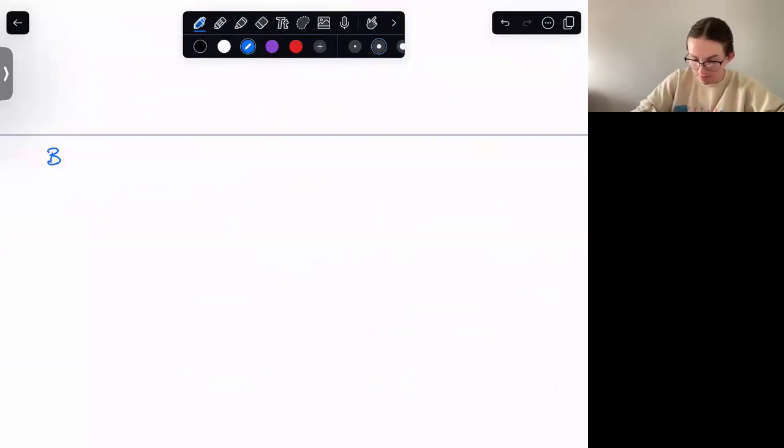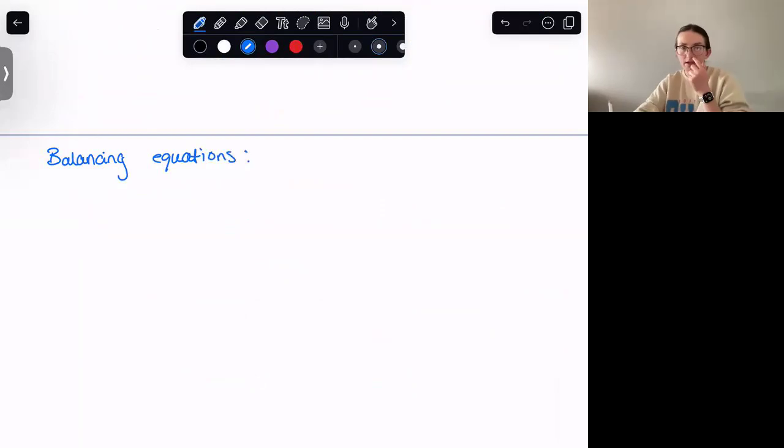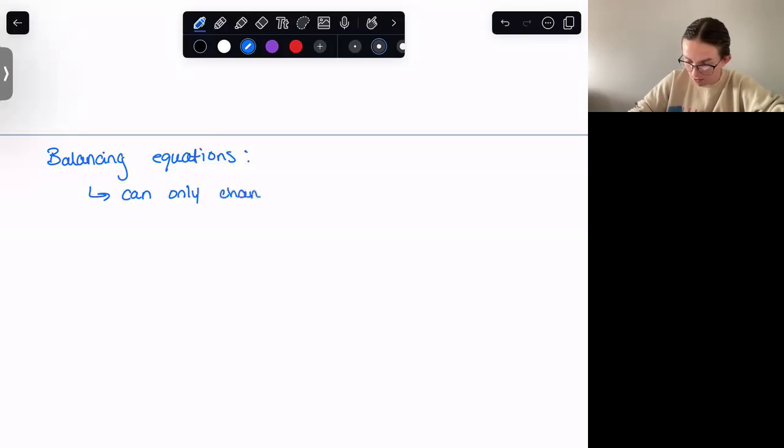So if we're balancing equations, we can only change the coefficients in front of our compounds.